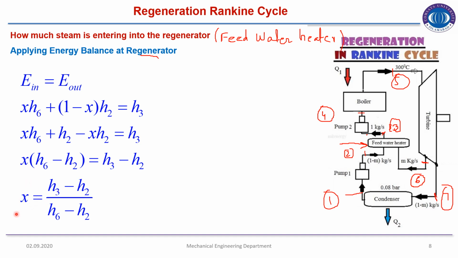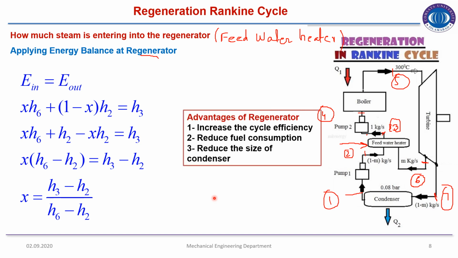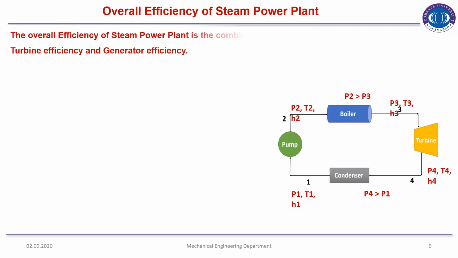So after simplifying, the value of x is H3 minus H2 divided by H6 minus H2. So x is the mass of steam that is entering into the feed water heater. So this is the relation to calculate the mass of steam that is entering into the regenerator or feed water heater. So these are some advantages of the regenerator: it increases the cycle efficiency, reduces fuel consumption, and reduces the size of the condenser. I have already discussed all three one by one, in the previous slide as well.